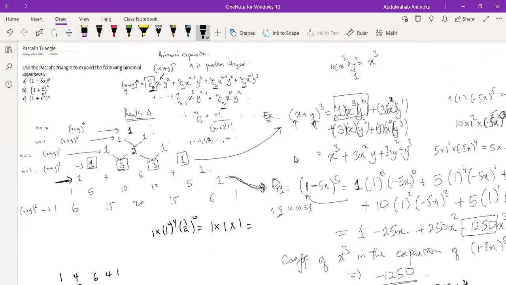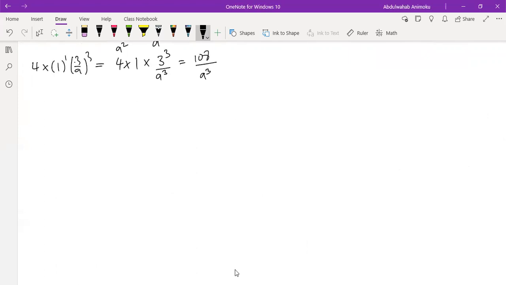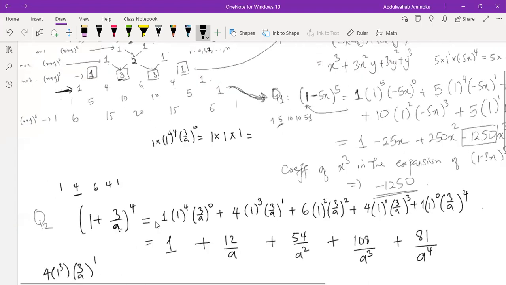Okay. Now the last one, which is 1 plus x squared raised to power 5. So the next one is question 3, 1 plus x squared raised to power 5. Now we are using the power of 5, and what is the coefficient for the power of 5?